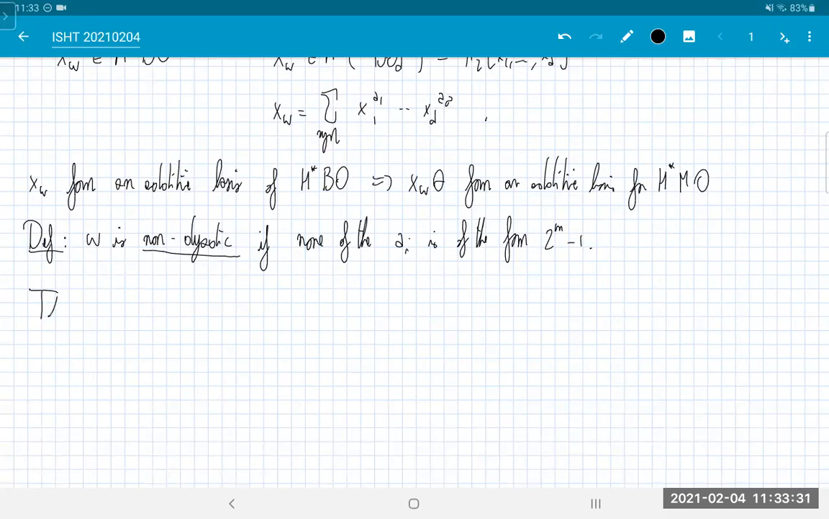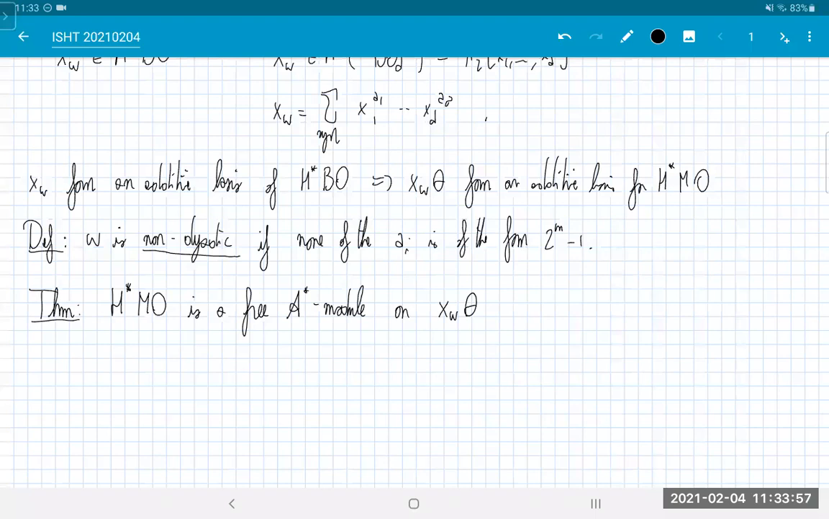And here comes the theorem, which is the key computation that makes this work. So H upper star of MO is a free A upper star module on H omega theta, where omega runs through, actually, parentheses here, all non-dyadic partitions. And this is actually not super trivial to prove, although I gave you all the, I mean, you can see that I told you everything explicitly, right? You have explicit formulas for everything, but the combinatorics here is trickier.